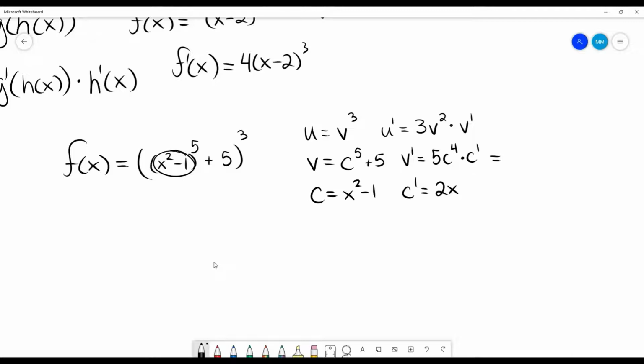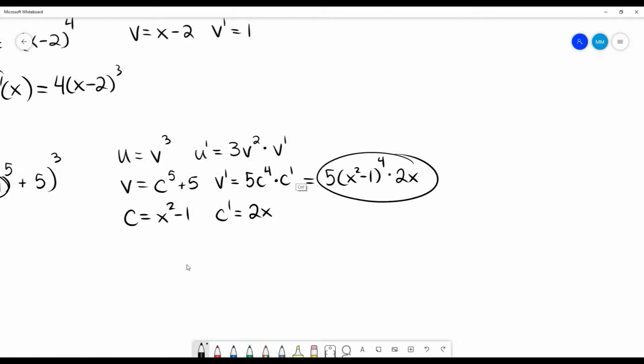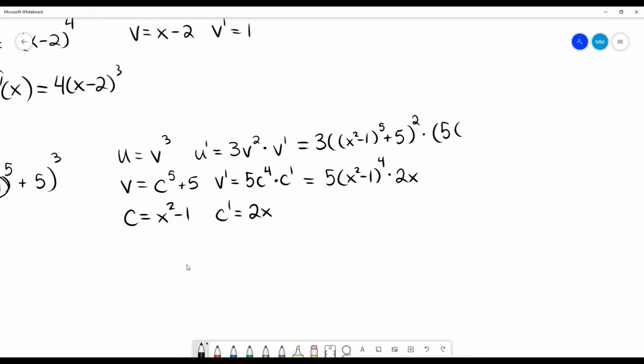So the derivative of v is going to be 5 times c, which was x squared minus 1, to the 4th, times the derivative of c, which is 2x. Now we take that, because this is our derivative of v, and we plug it back into here. So our derivative of u is 3 times v squared, and v was c to the 5th plus 5, so that's going to be x squared minus 1 to the 5th plus 5, squared, and then times the derivative of v, which we found was this. So it's going to be times all of that.